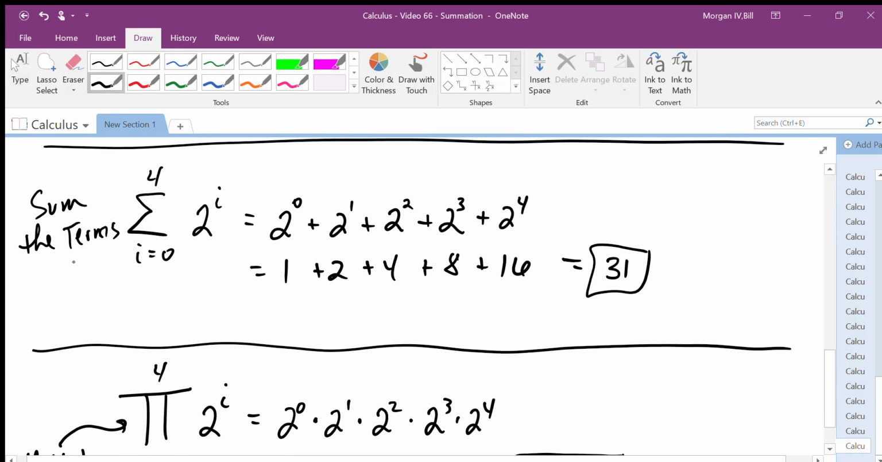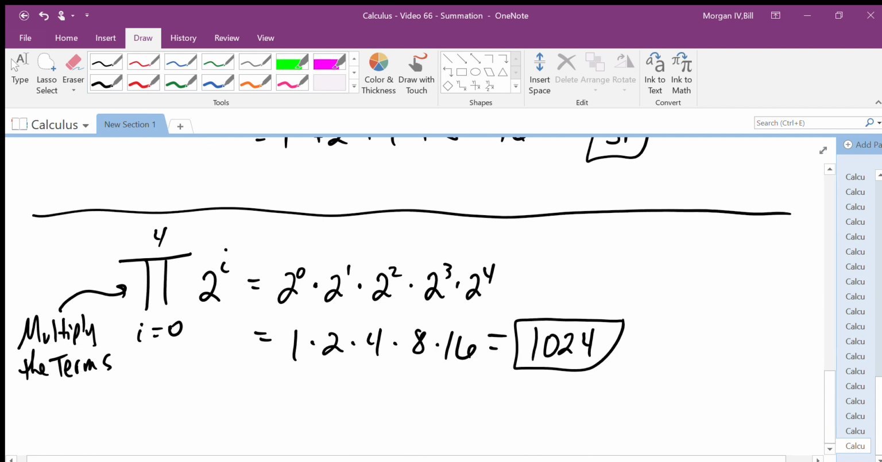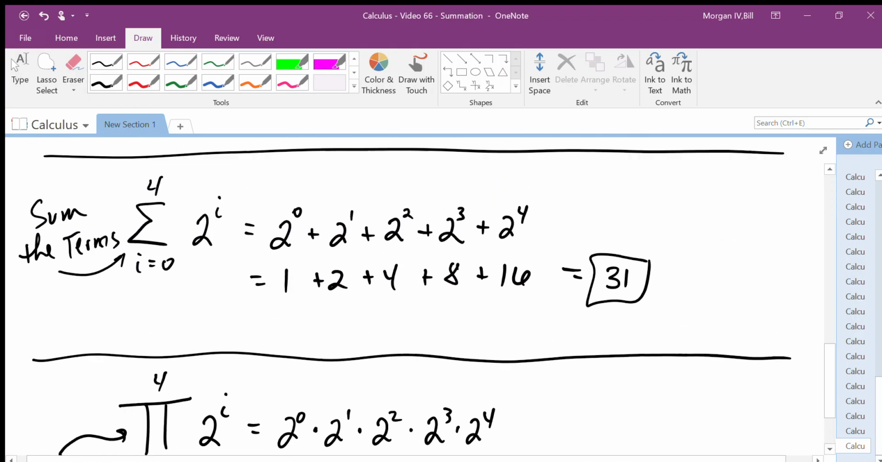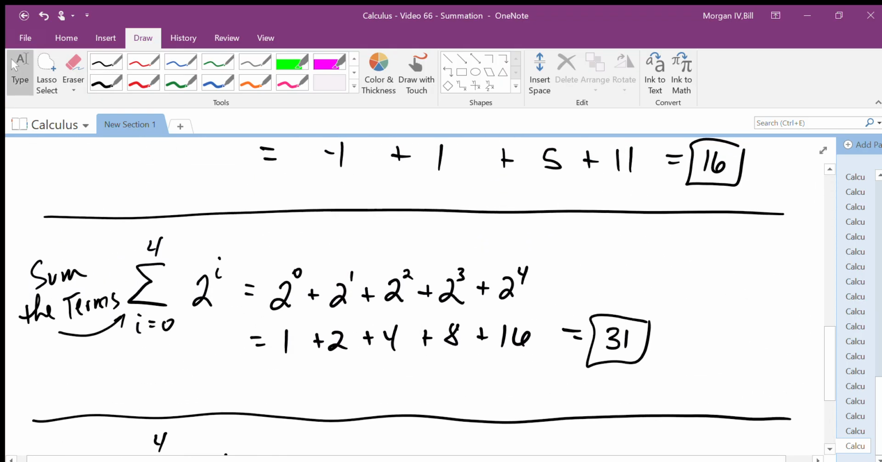Very good. Let's go ahead and do the opposite now. In this particular class, we're not really going to be multiplying the terms. I just wanted to let you know that is out there. We don't just have a summation notation; we also have a multiplication notation, a product notation, if you will. We are going to focus on the sigma notation of summing.